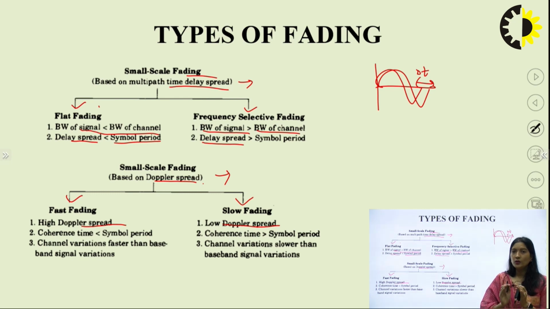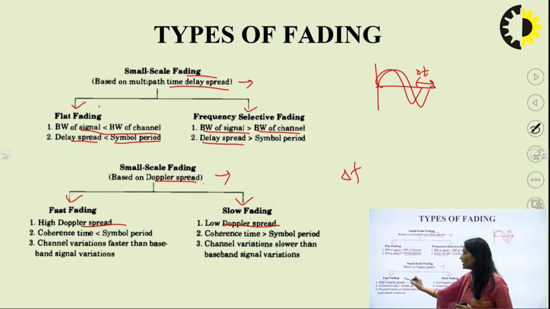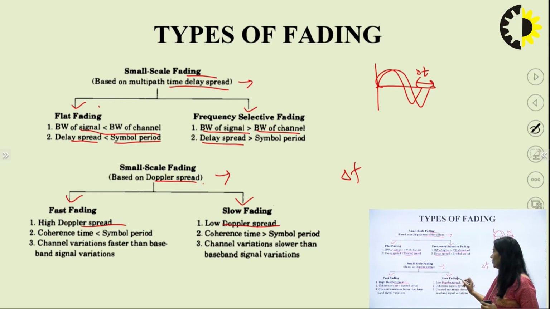I guess we all know the Doppler effect. Doppler effect means if our transmitter or receiver, or both of them, are moving, then there will be a change in frequency, based upon the distance. That change in frequency, delta f, is known as the Doppler frequency or the Doppler spread. So if we have high Doppler spread, then it will be fast fading. If we have low Doppler spread, then it will be slow fading.